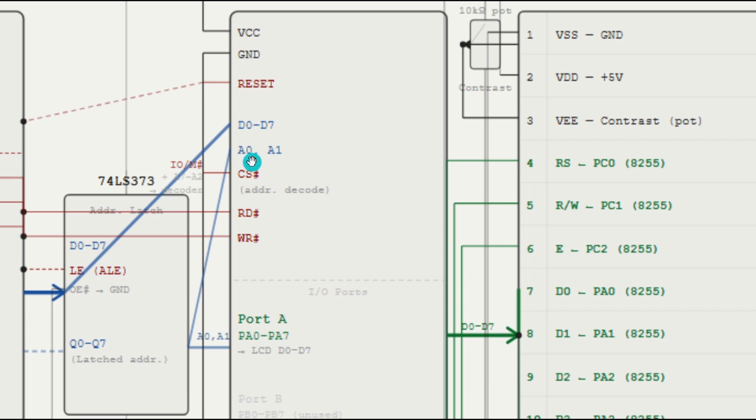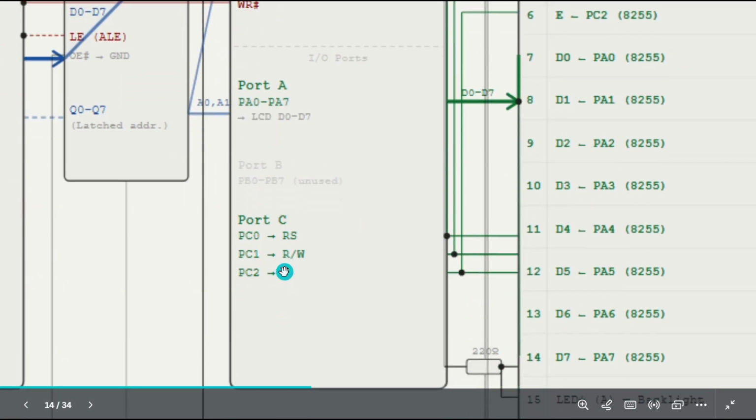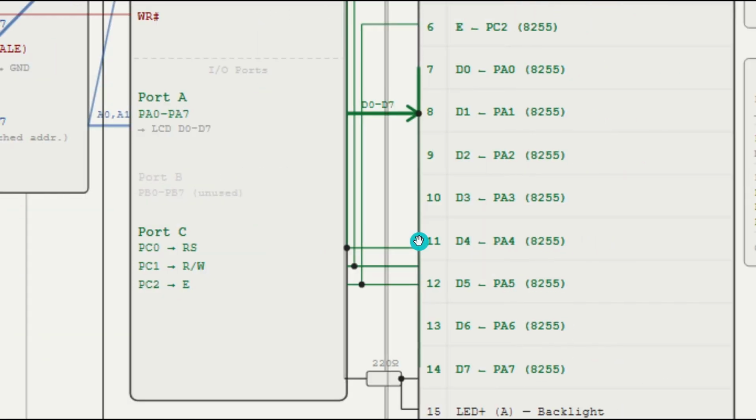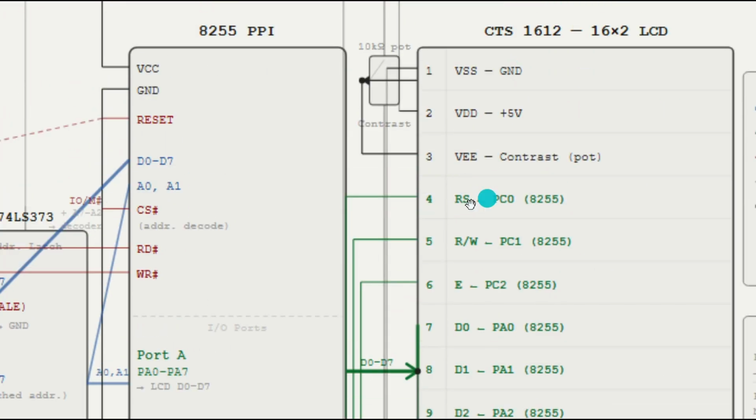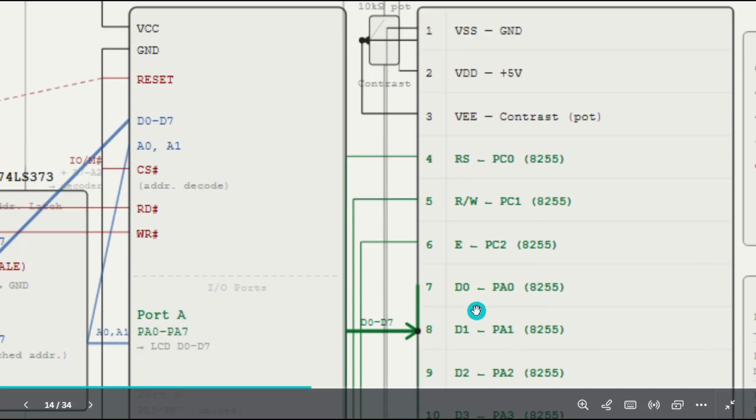This is the chip select pin. The address decoding logic actually generates the chip select signal to select only the 8255, select the 8255 only when the 8085 is performing an input-output operation at the correct port address. And these are the different ports in 8085. Now this is the CTS 1612. All these pins we have already seen their functions earlier.